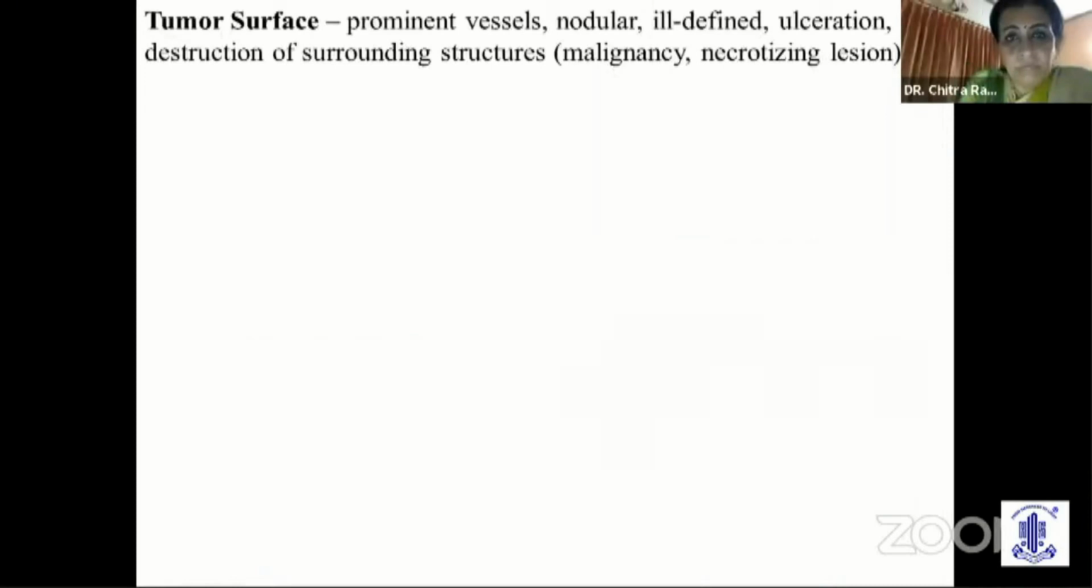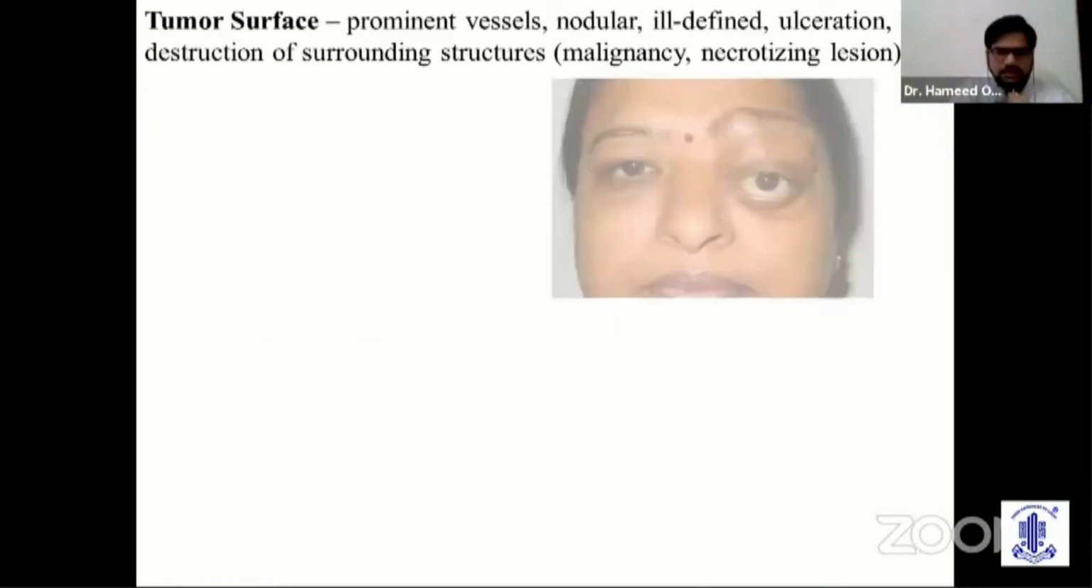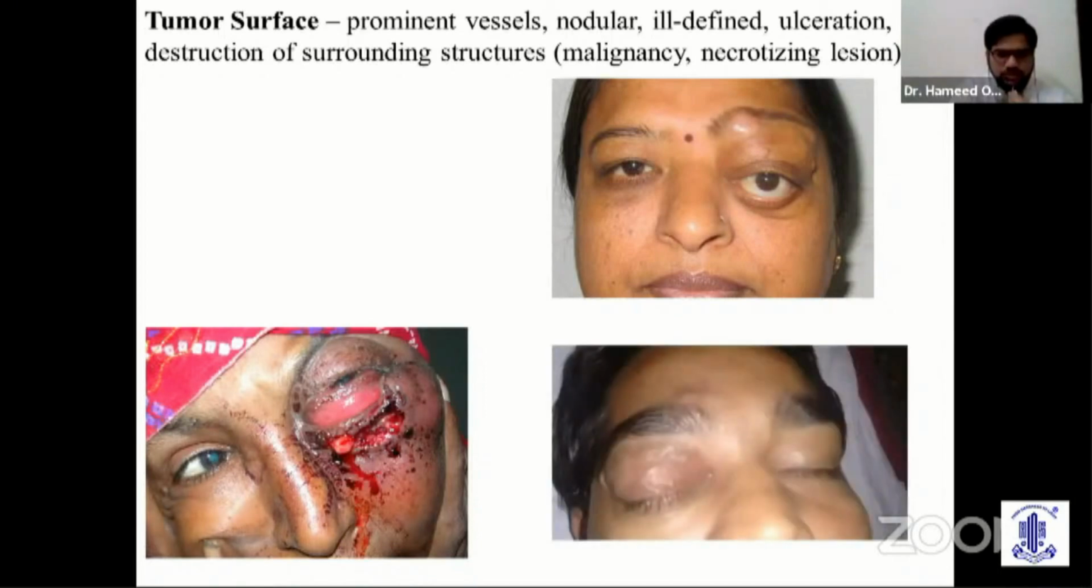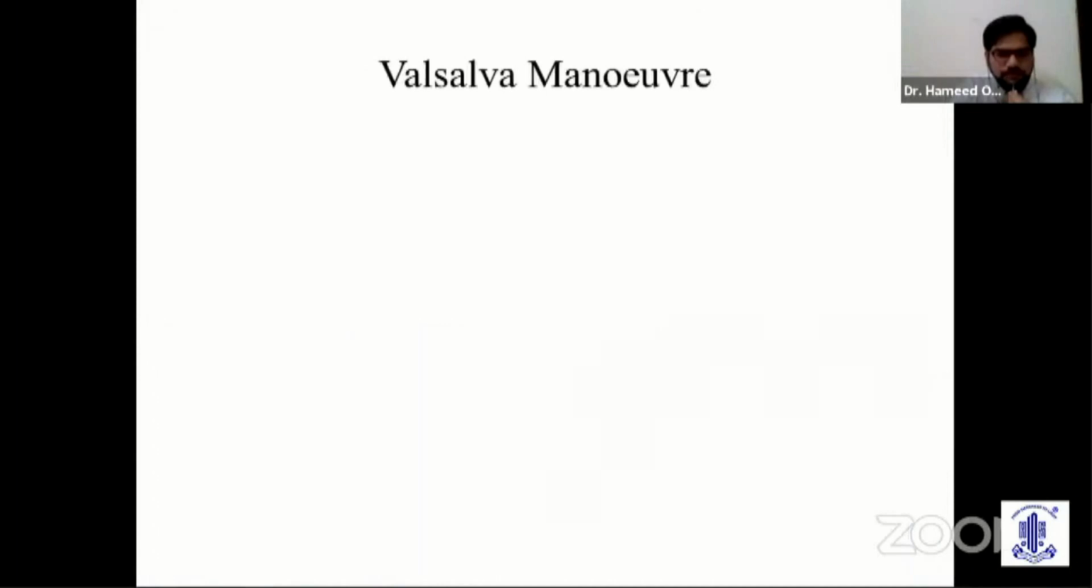The tumor surface, we look for the prominent vessels, whether you can see whether the tumor is smooth, or you can see multinodularity of the lesion in case of recurrent pleomorphic adenoma, or if it is a rapidly progressing malignant lesion, can also present with bleeding or ulcer. And you should look for the dilated tortuous vessels over the mass as well.